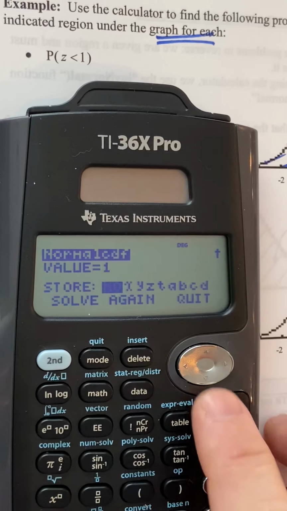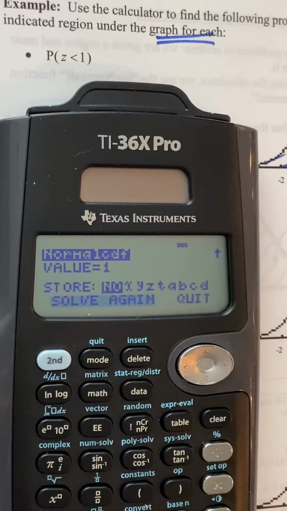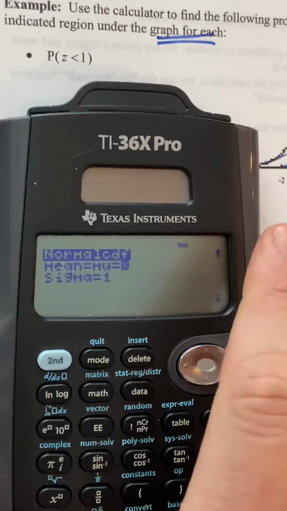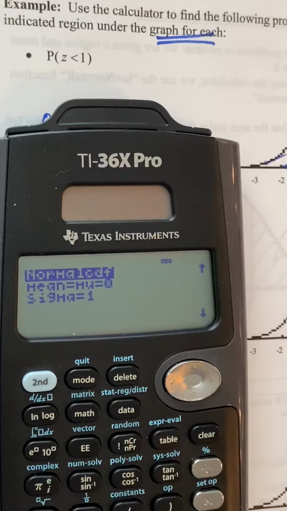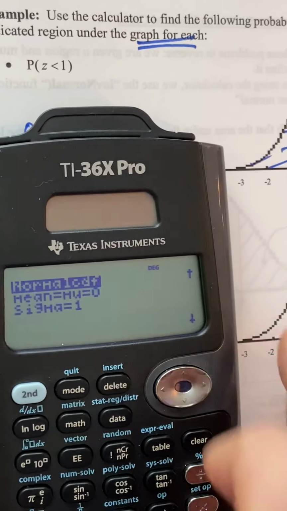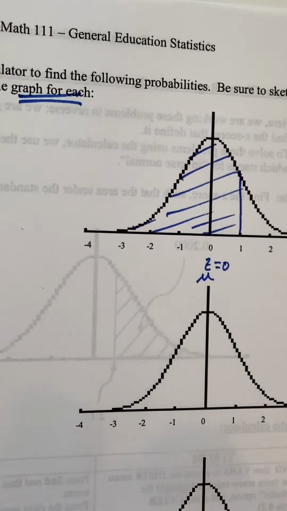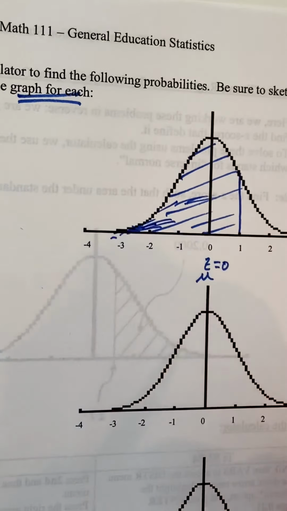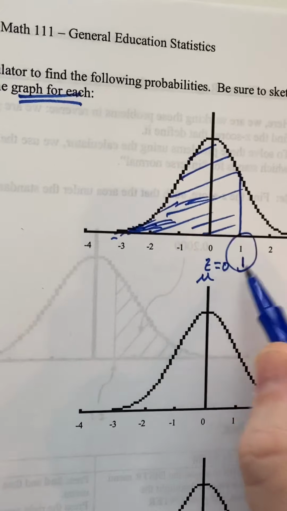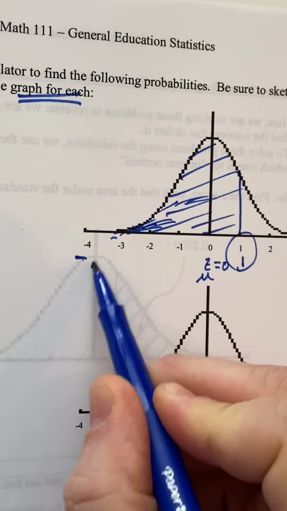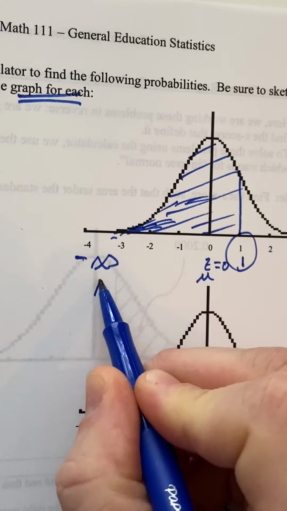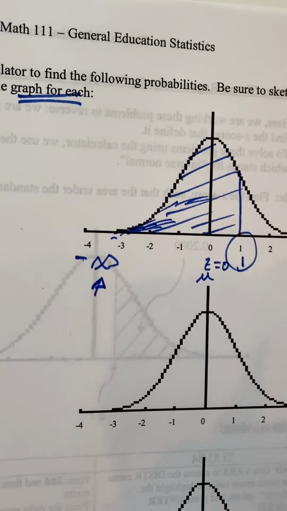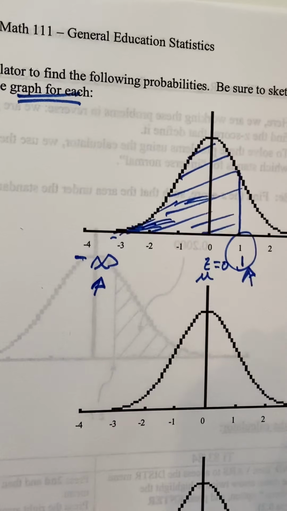Now let's do our problem. So I scrolled down and I said, I want to solve another one. Solve again, hit it. And then we want area to the left of 1. Let's take a look at our picture. This is the area to the left of 1. So we want the area between 1 and negative infinity. The lower bound is always going to be the leftmost bound. The upper bound is the rightmost bound.